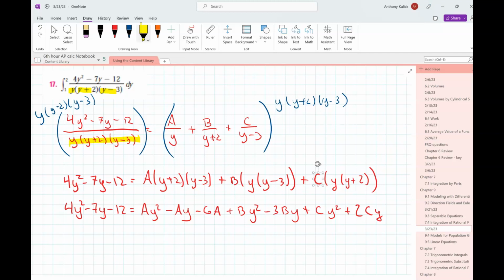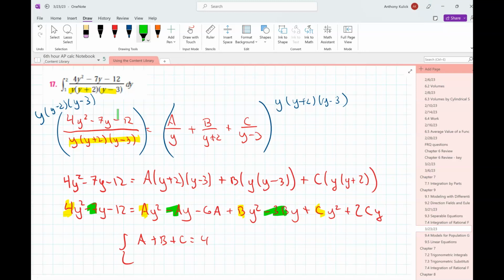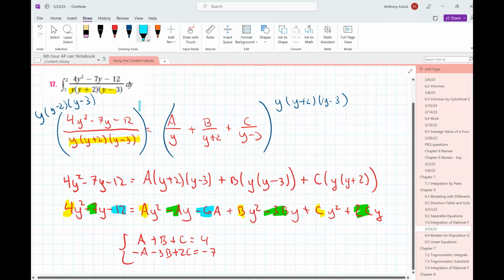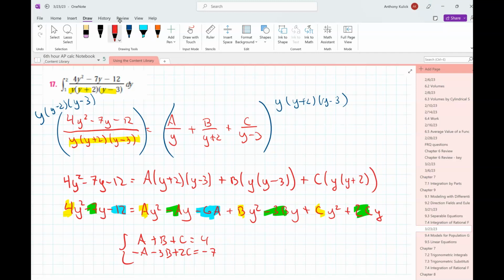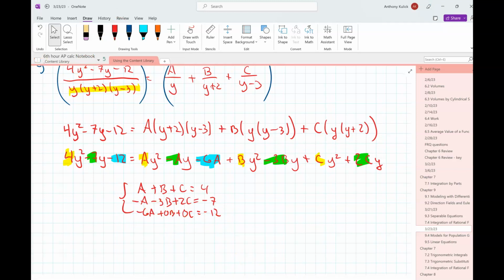So now I'm going to set up a system. I know that this coefficient of 4 must be the result of a plus b plus c. And the coefficient -7 should be the result of -a plus -3b plus 2c. And then our last one, -12, should be the result of -6a. That's it. And again, this system would be relatively easy to solve because it's not a real 3-variable system, because that last line is just a single variable.